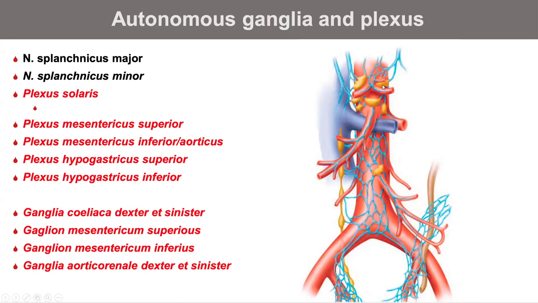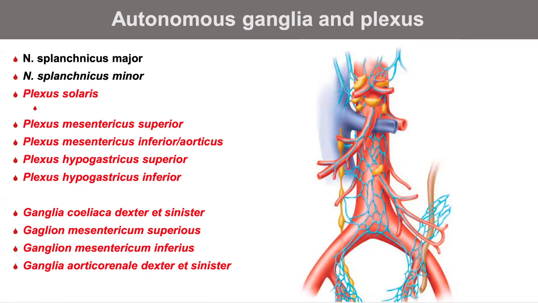And of course, at this region of these plexuses, you have the ganglia. We have the celiac ganglion, paired, right and left. Then we have one superior mesenteric ganglion and also one inferior mesenteric ganglion here. And remember here we also have two ganglia, which are called the aortico-renal ganglion, on the right side and the left side.